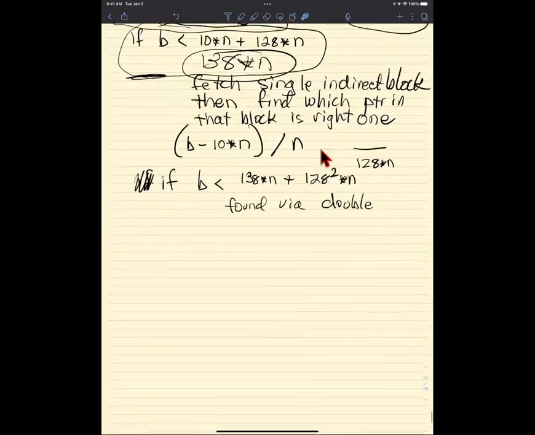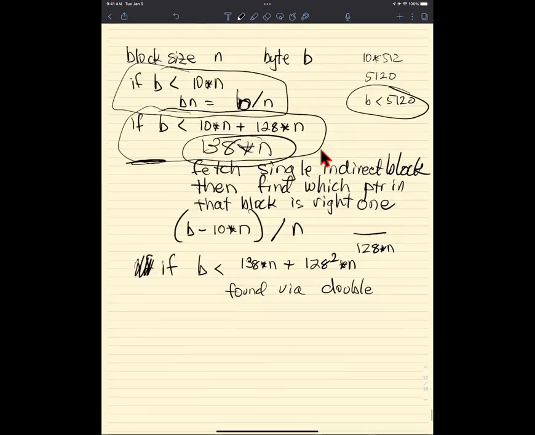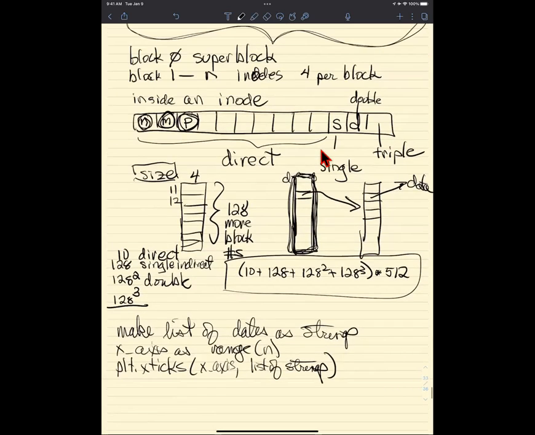Let's change this question into how many IOs does it take? Let's say you just did an open and did a seek to a particular location in the file, maybe position B. How many IOs would it take to get that block? Well, if it's one of these direct ones, then it takes only one IO. That's why it's called direct.